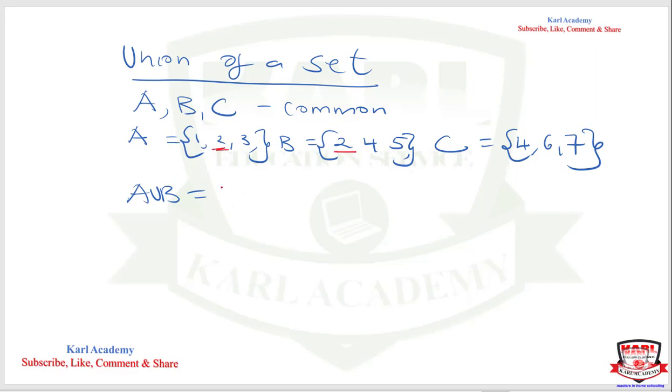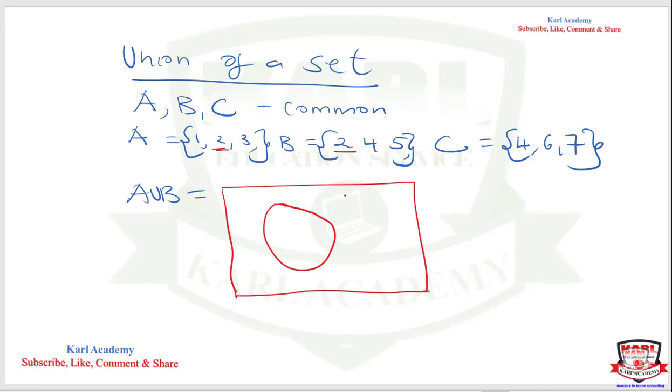So when you're drawing your Venn diagram, you start with the universal set. Then, because we are looking at A and B, there is a common element, that's why they are intersecting. The element that makes them intersect is 2. So this will be B and A. Then A will be remaining with 1 and 3. Then B will be remaining with 4 and 5.